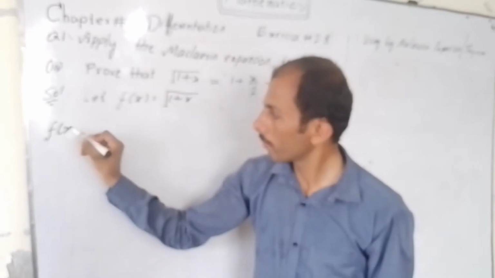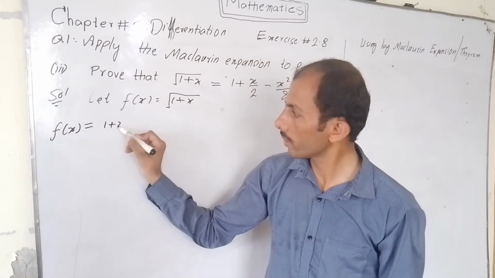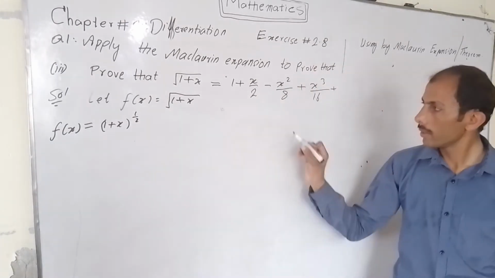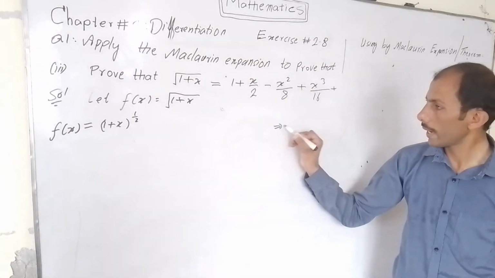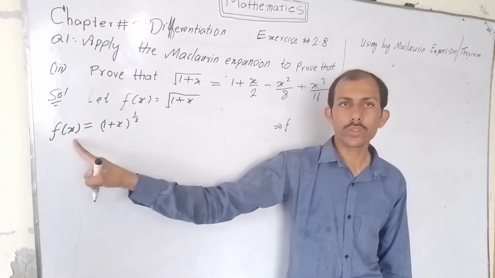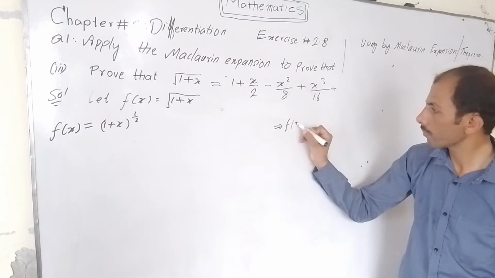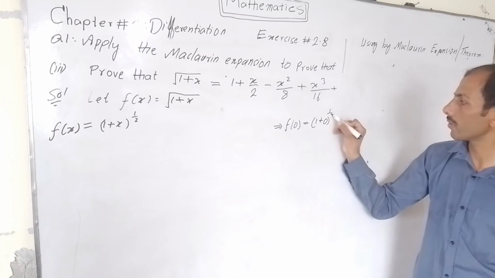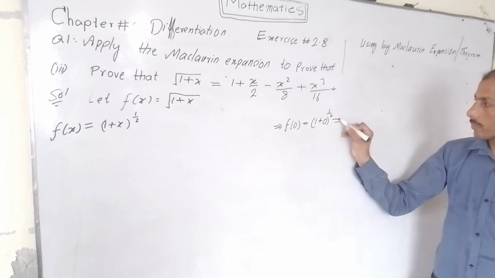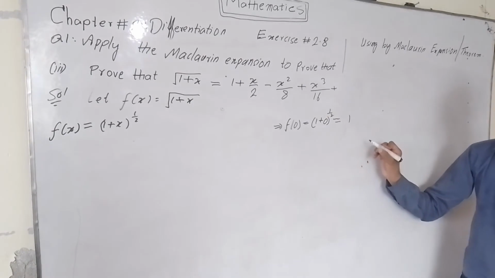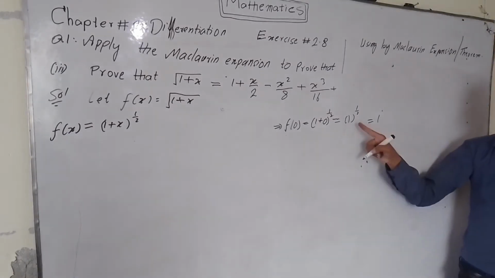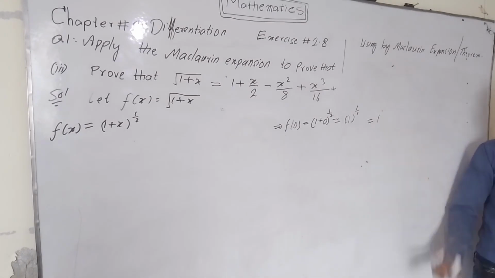f of x is equal to under root 1 plus x, which can also be written in the form of 1 plus x whole power 1 over 2. This implies that at x approaches to 0, f of 0 is equal to 1 plus 0 whole power 1 divided by 2 is equal to 1 power 1 divided by 2 is equal to 1.